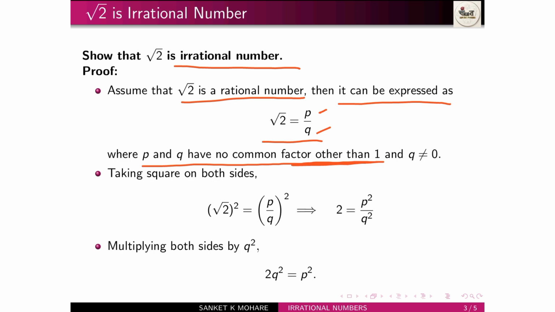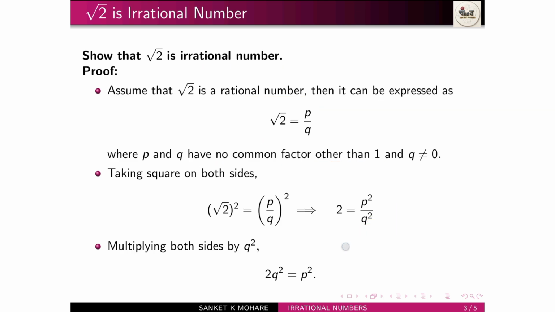Taking the square on both sides of this equation, what do we get? Root 2 whole square is equal to p by q whole square. Root 2 square is 2 and p by q whole square means p square upon q square. Now multiplying both sides by q square, if I multiply 2 into q square, that is 2q square, and p square upon q square multiplied by q square is equal to p square, because q square gets cancelled. So we got 2q square is equal to p square.